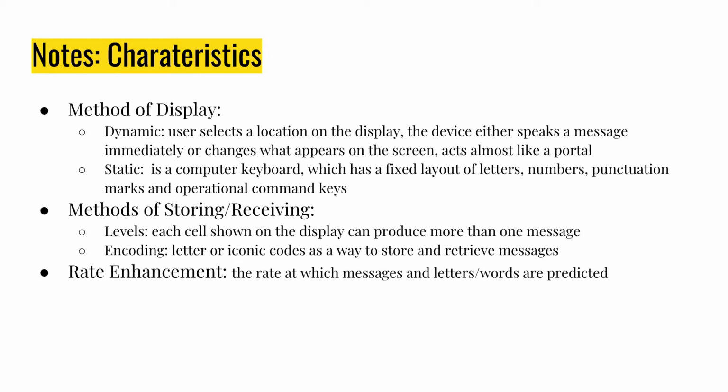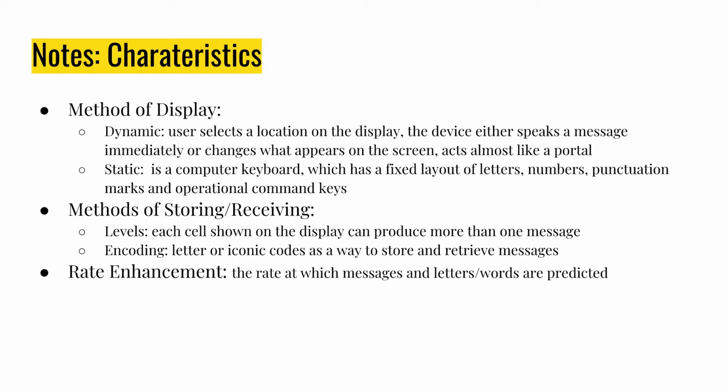The next characteristic I found was methods of storing and receiving data. So there are two different things that I found, and I tried to understand these the best that I could, but it's levels and encoding. So each cell shown on the display can produce more than one message. So in my mind, I'm pretty sure that levels go along with dynamic displays. So like you click on food, and then you click on Mexican, and then you click on tacos. It's leading you from level to level to level.